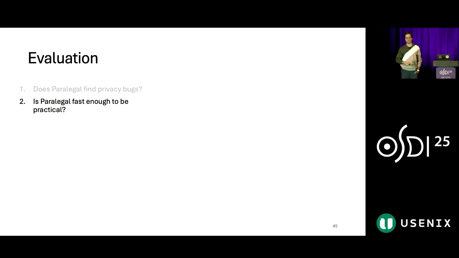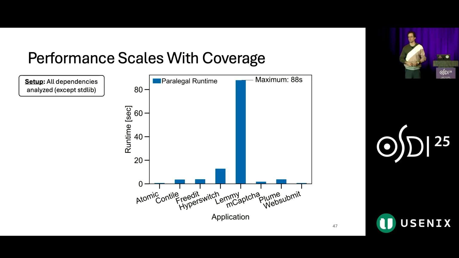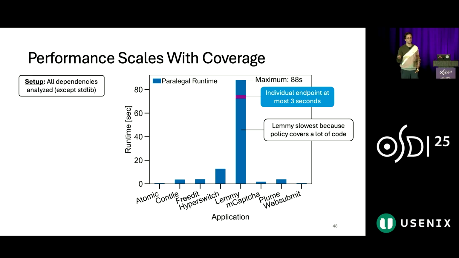The second thing that a developer wanting to use this tool might want to know is, is it fast enough to be practical? And for this, we ran all of the 8 applications and the 11 policies. We include all dependencies in the analysis except for the standard library. And this is what the results are. At most, Paralegal's analysis for this setup takes 88 seconds. And Lemmy is dominating here because its access control policy covers literally every endpoint, every part of the code in the application. And if you ran Paralegal in an incremental fashion, then it would only have to do 1 endpoint at a time, which takes at most 3 seconds.